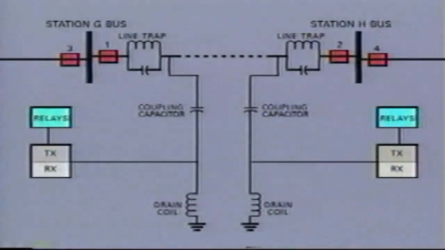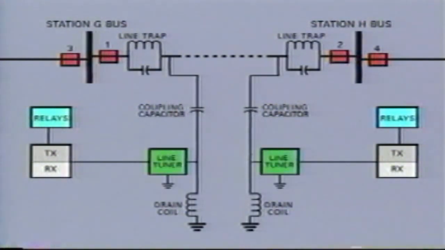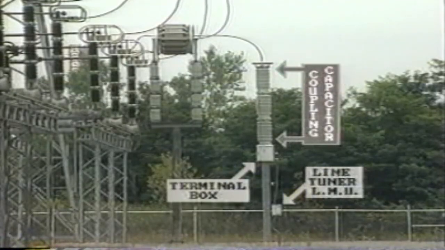So now, with our carrier equipment connected to the coupling capacitor, we have a low impedance path for the signal to flow into the line. We would like to have a yet lower impedance at the specific carrier frequency so as to reduce coupling capacitor losses. This is achieved by connecting a tuning circuit between the carrier equipment and the coupling capacitor. This circuit is often located below, or at least close to, the capacitor, and is known as a line tuner or line matching unit, LMU.